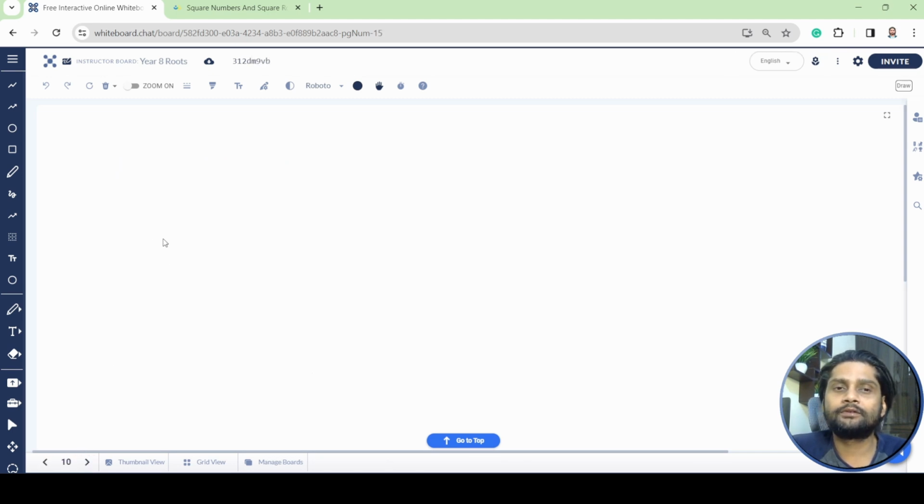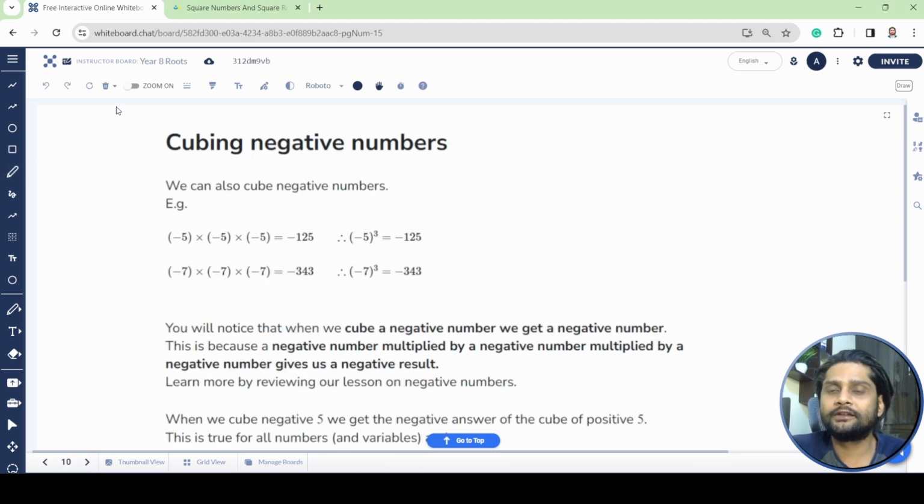Apart from that, we can also discuss how we cube a negative number. Just like we learned how to square a negative number, in the same manner we'll also learn how to cube a negative number. So students, let's say we have negative 5 raised to the power of 3. So the multiplication takes place three times.